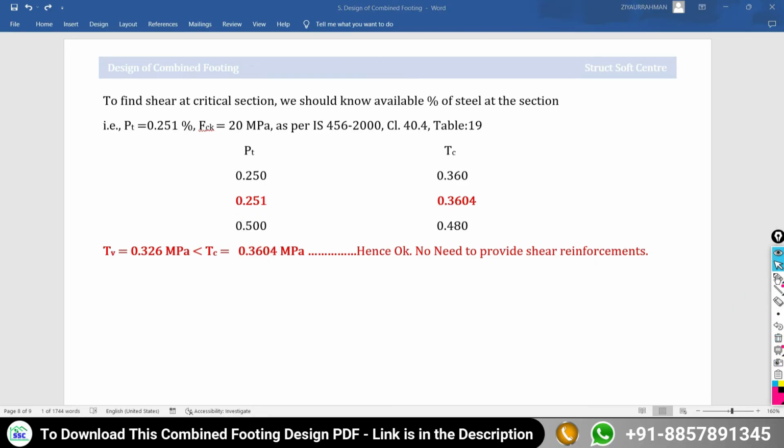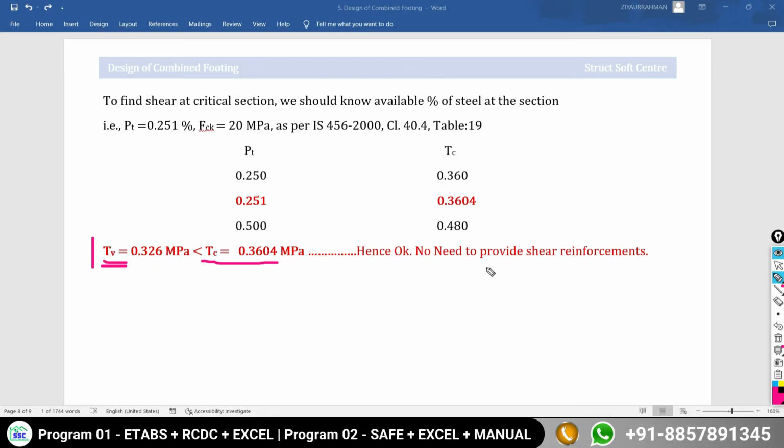0.3604. Means your nominal shear is less than your critical capacity. Whatever the capacity is there, the action of the loading is less. That is what is safe. Your capacity is there to carry whatever load is going to be developed there. Hence I am going to say there is no need to provide additional shear reinforcement. Our projected depth is safe in one-way shear.